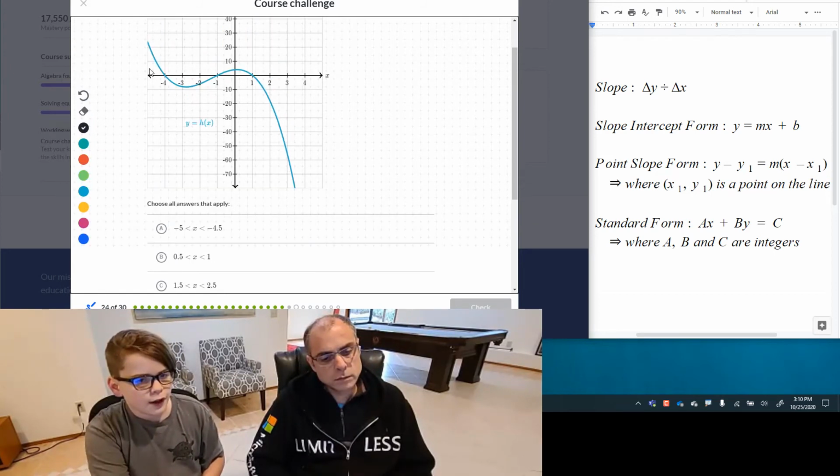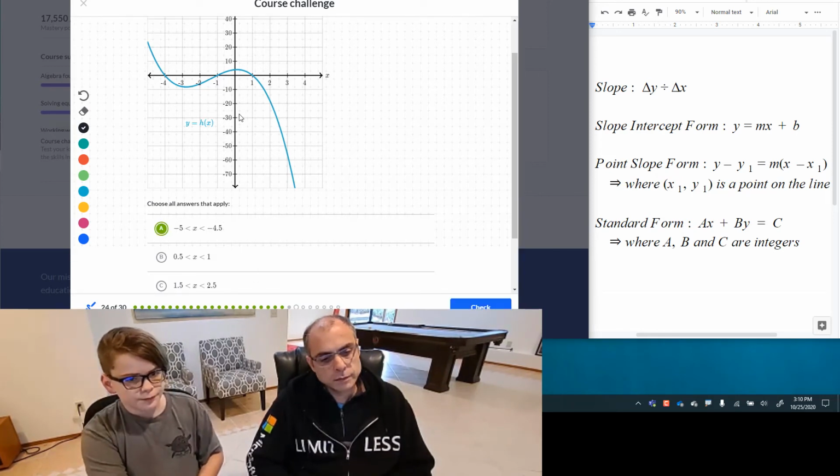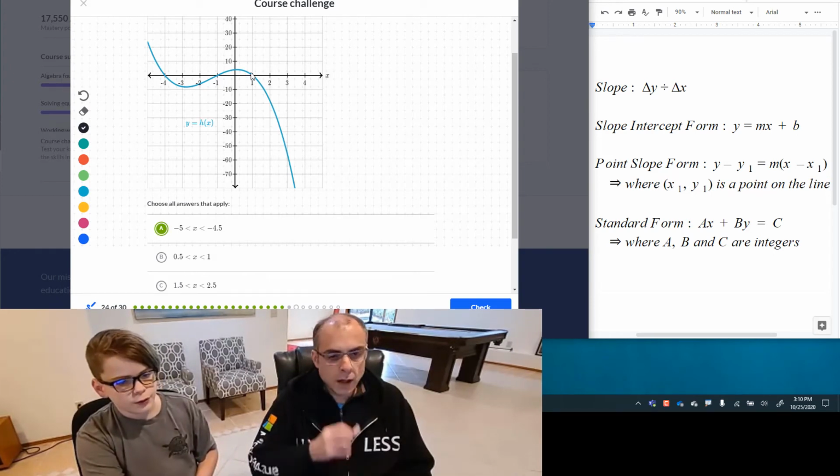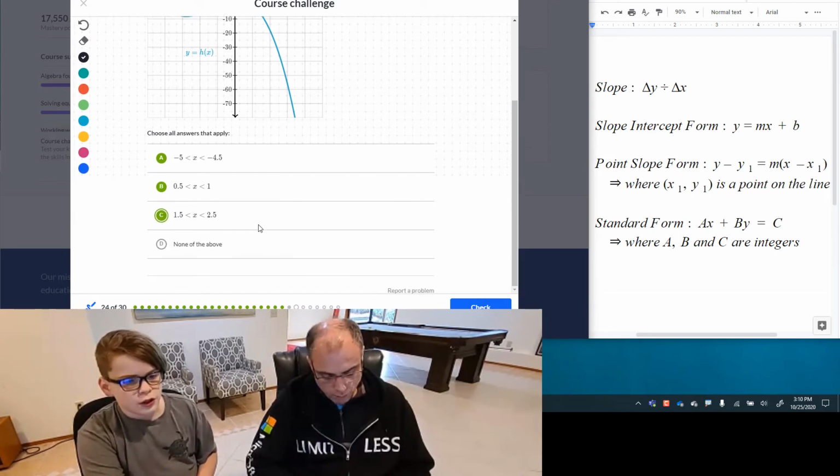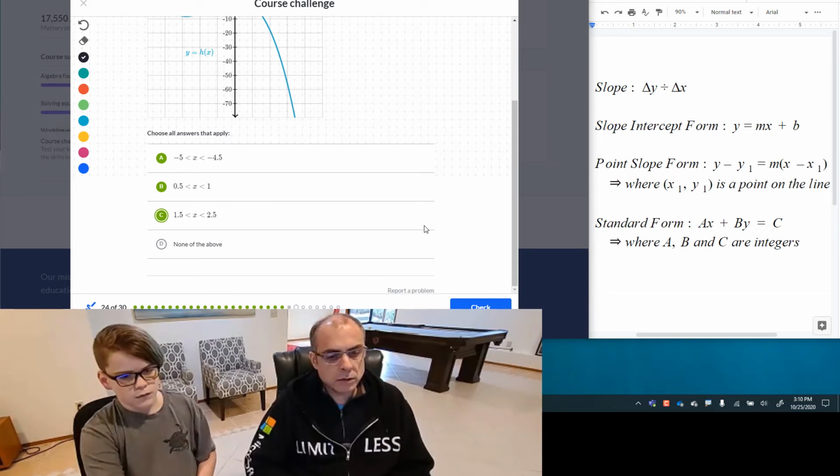Okay, so from -5 to midway through this, yes, it's decreasing. So halfway through here to 1, yes, decreasing. Halfway through here to halfway through here, yes, decreasing. Can you scroll up? I want to see.